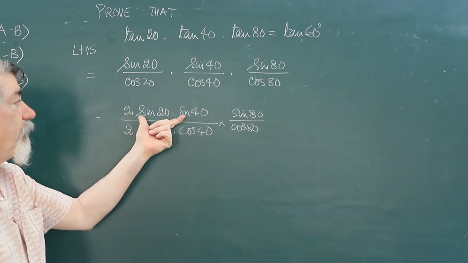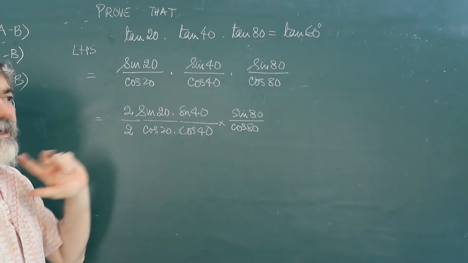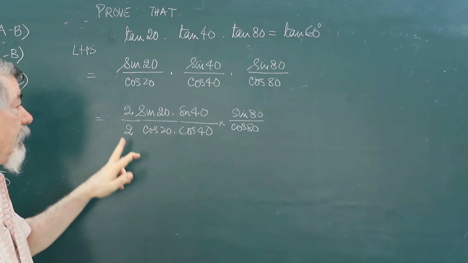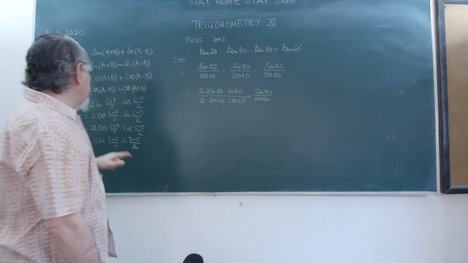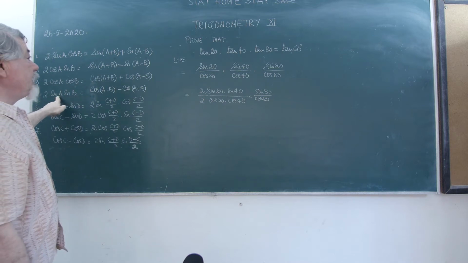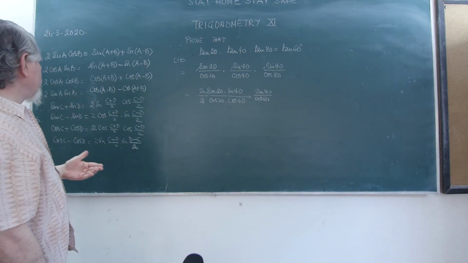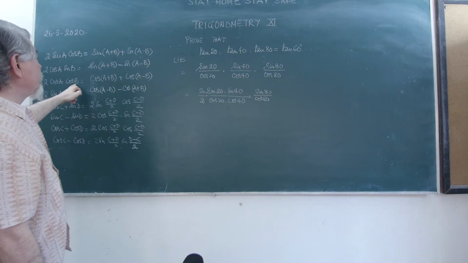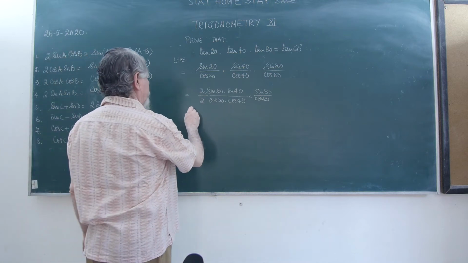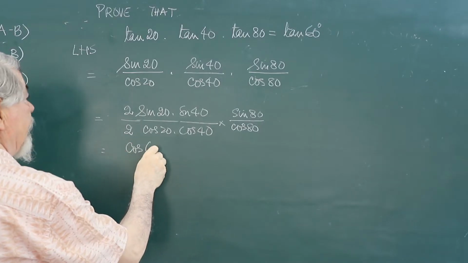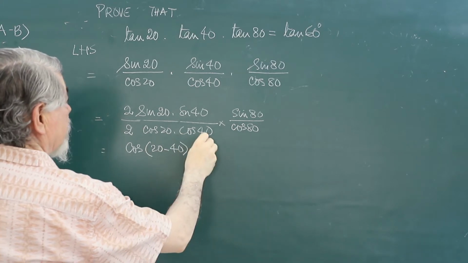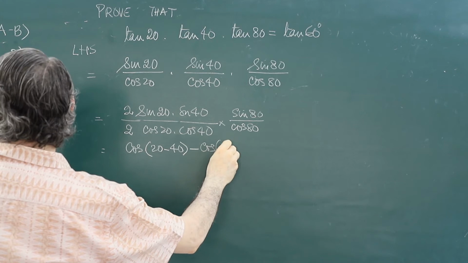Now here I can apply the formula of 2 sin A sin B. Why did I multiply it by 2? So that I can apply 2 sin A sin B, and here it is 2 cos A cos B. So you have 2 sin A sin B and 2 cos A cos B. In sin A sin B you have what? Cos A minus B, cos 20 minus 40, minus cos 20 plus 40.